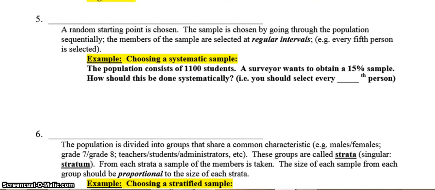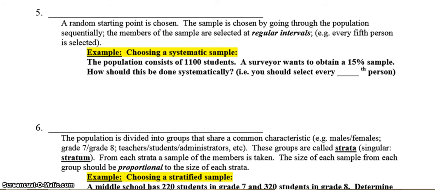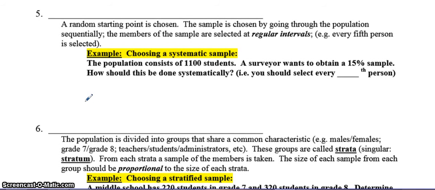All right, now we start getting into some that are a little more challenging to understand. Number 5 is called a systematic sample. This is a random sampling where a random starting point is chosen. The sample is chosen by going through the population sequentially. The members of the sample are selected at regular intervals. For example, every 5th person is selected.